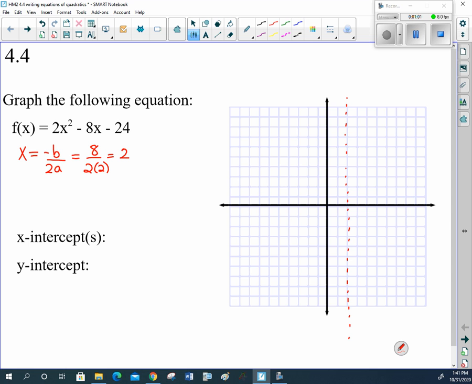So I know that my vertex has to be 2 comma, and let's plug the 2 back in and figure out what the y value is of our vertex. So order of operations, you're going to want to make sure that you do squared first. So 2 to the second power is 4. Then multiply it by the 2, which is 8. And then you're going to subtract 16, so that's negative 8. And then you're going to subtract 24, so that's negative 32. So my vertex is 2, negative 32.